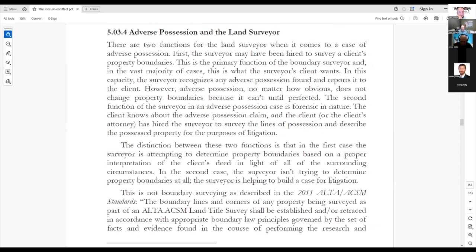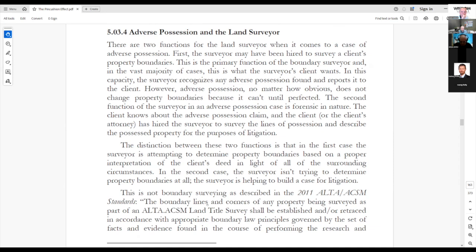Continues on to say, however, adverse possession, no matter how obvious, does not change property boundaries because it can't until perfected. The second function of the surveyor in an adverse possession case is forensic in nature. The client knows about the adverse possession claim, and the client or the client's attorney has hired the surveyor to survey the lines of possession and describe the possessed property for the purpose of litigation.